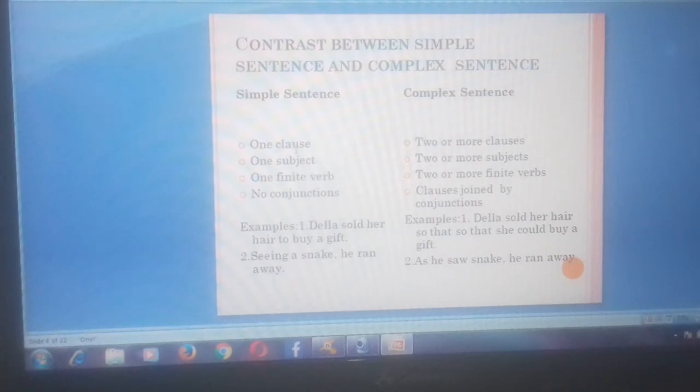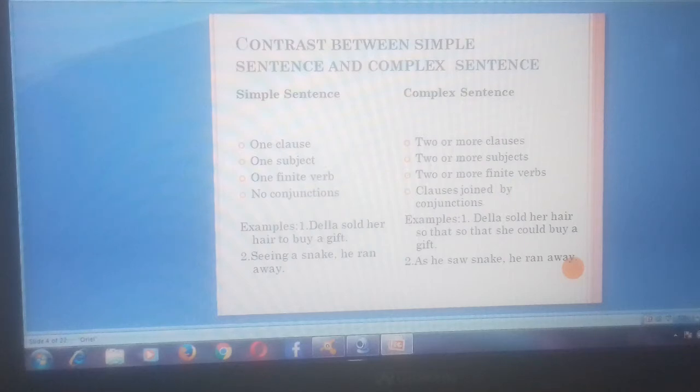In this sentence, we will find only one subject, that is Della. Della is the only one subject in this sentence. And the finite verb here in this sentence is sold. And the rest of the words: her here is the object, and to buy a gift is a non-finite verb, or we may call it also adverbial.